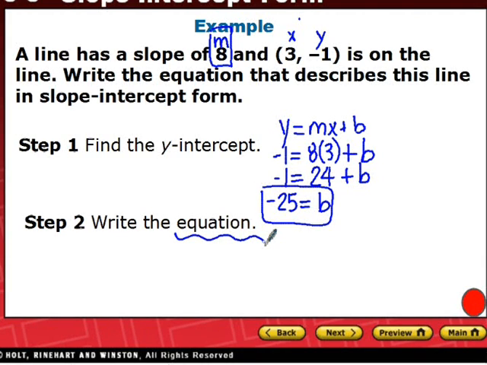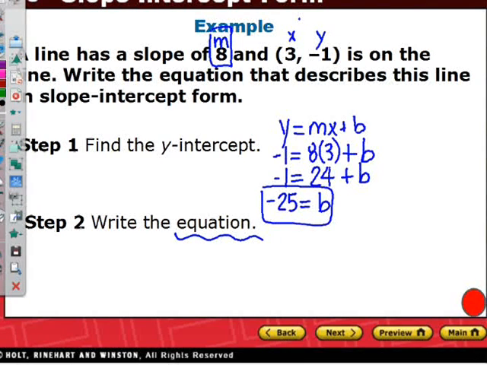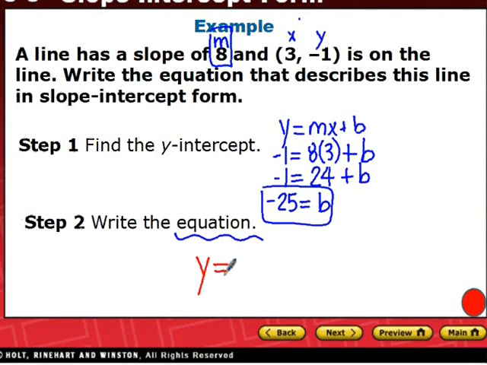So I take my information and I plug it back into the slope-intercept form. So y equals mx, that's 8x, minus 25. And we're going to stop there for today.